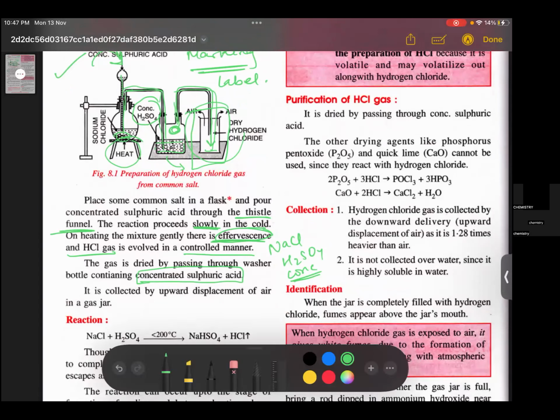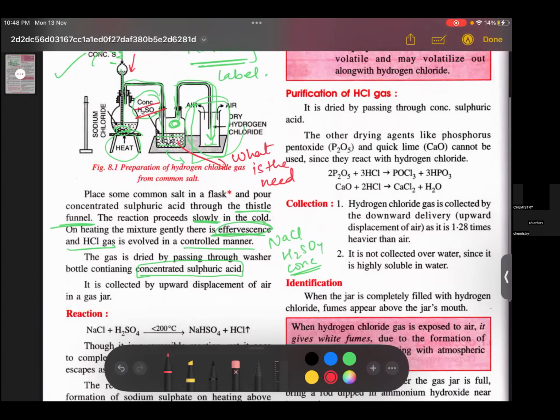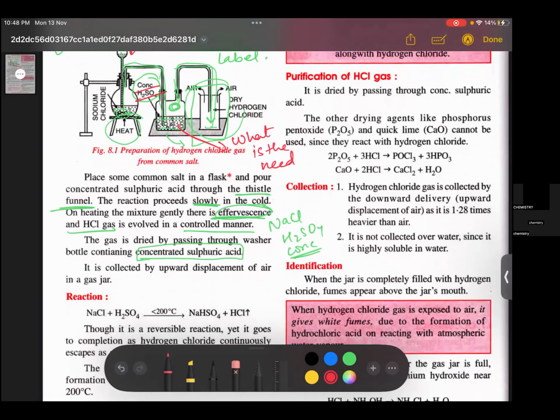So they can ask you, if you're anyways putting in concentrated sulfuric acid, what is the need for this? What is the need? We know that concentrated sulfuric acid is a dehydrating agent. So when you pass the gas through it, the gas dries up. So that is very important. We need to know this. This is a very important give reason which can come for 1 mark.